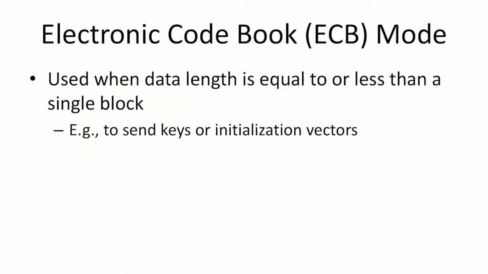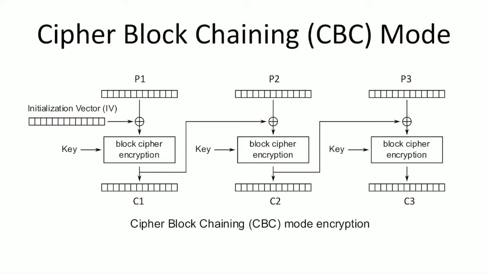So to overcome the deficiencies of ECB, other modes of operation were proposed for confidentiality. One of these is the cipher block chaining, or CBC mode. Now, the CBC mode produces different ciphertext blocks for repeating plain text blocks. So now if we have P1 and P2 which have the same content, then C1 and C2 will be different.